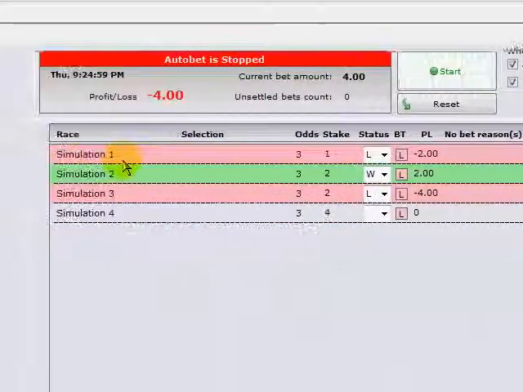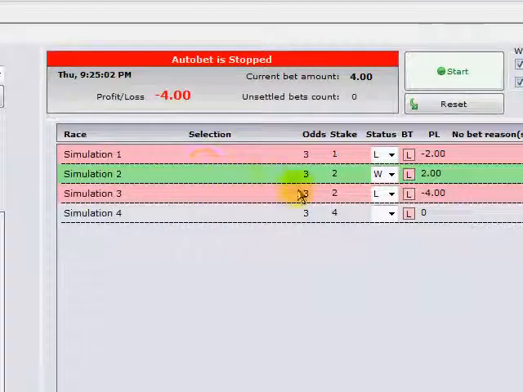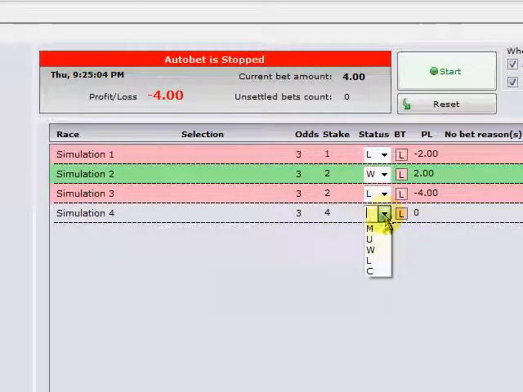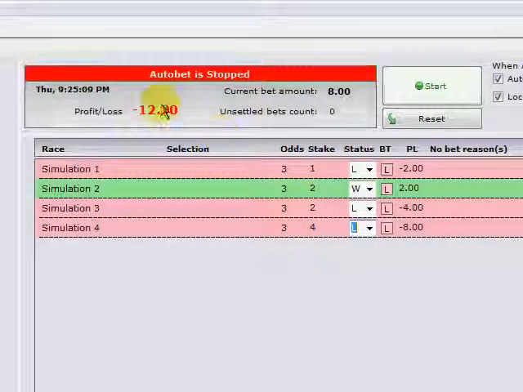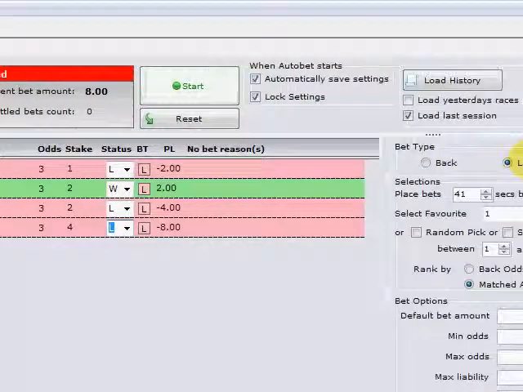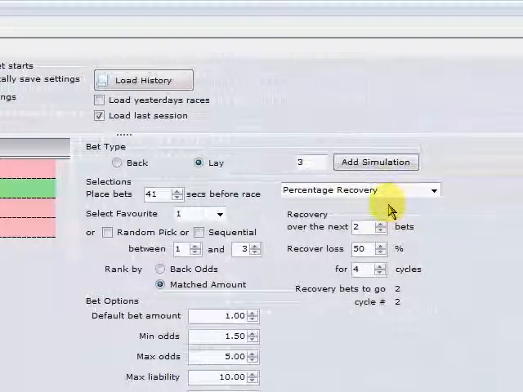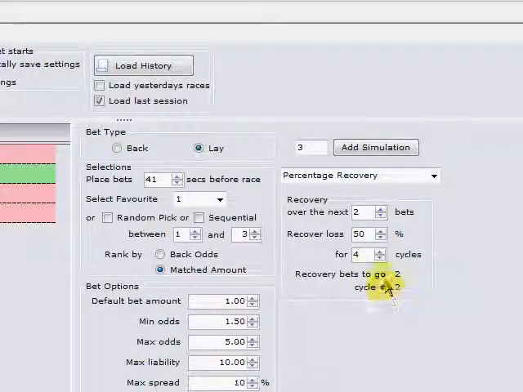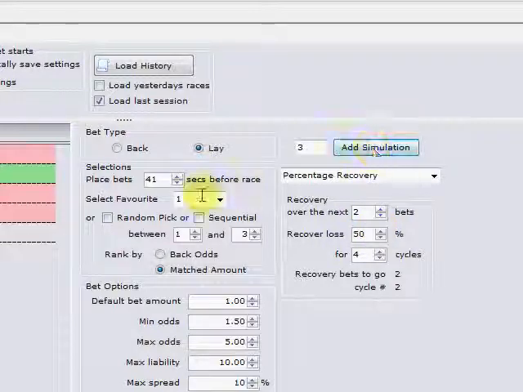So this would be actually a really bad scenario if this was real, but it does happen. So we put in another loss, and you can see now we've gone to -12, and our bet amount is now $8. And we go back over here, and you can see now that we're on cycle 2 with still 2 recovery bets to go. So let's add another one.